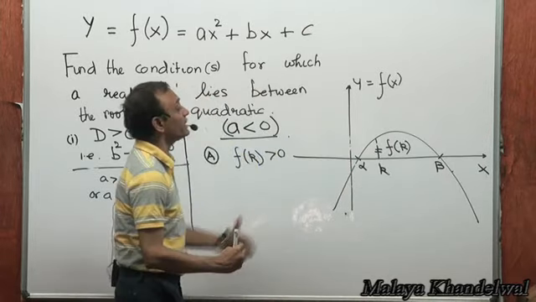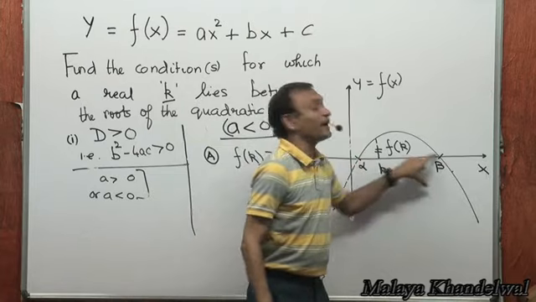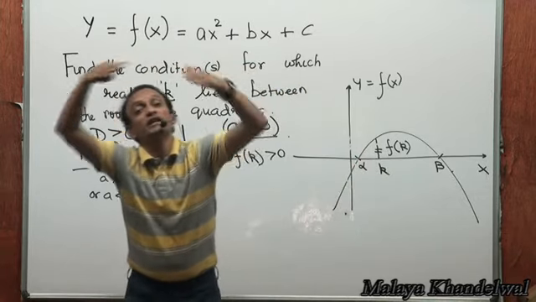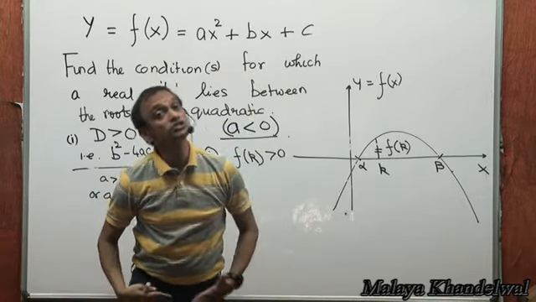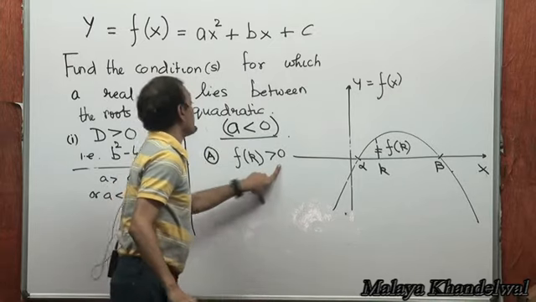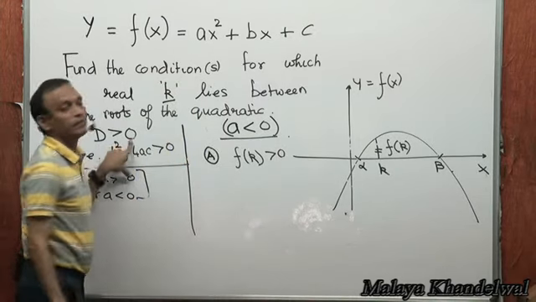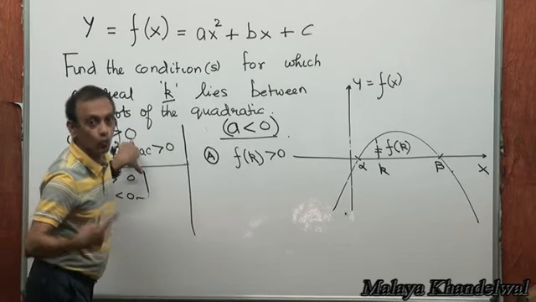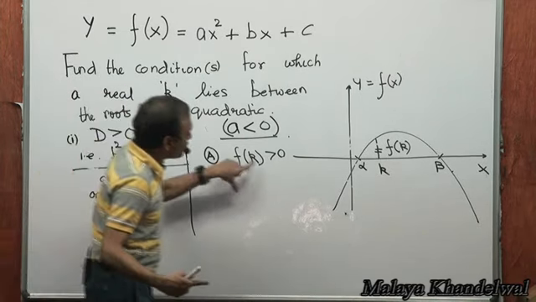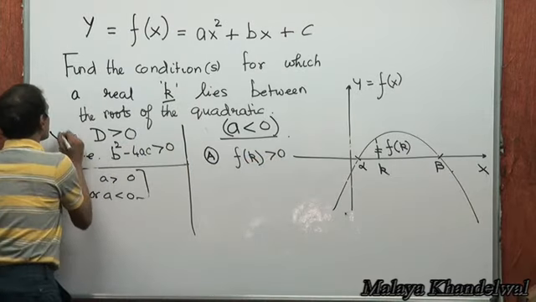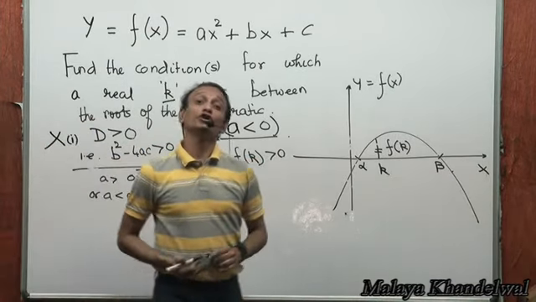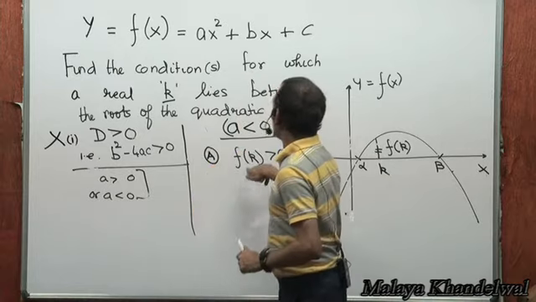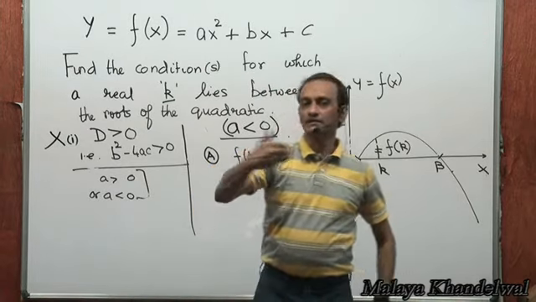That means if f of k is found to be greater than 0 for a downward opening parabola for a certain real value of k, then the quadratic must necessarily have distinct real roots. So f of k greater than 0 would automatically imply D greater than 0 and will be taken care of. Yes or no? Right? So f of k greater than 0 would cause this condition to be redundant for a downward opening parabola. So the only requirement is f of k greater than 0.